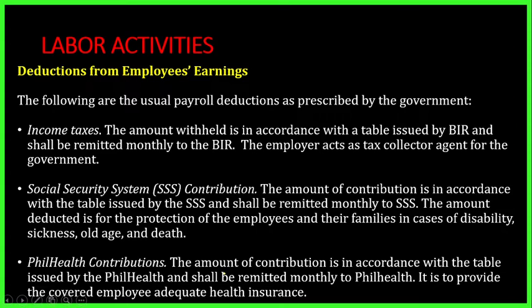50,000 minus 5,000. You also have your Social Security System or SSS. For government employees, you have your GSIS. This pertains to the amount of contribution in accordance with the table issued by SSS. The amount deducted is for the protection of the employee and their families in case of disability, sickness, old age upon retirement, and also upon death.